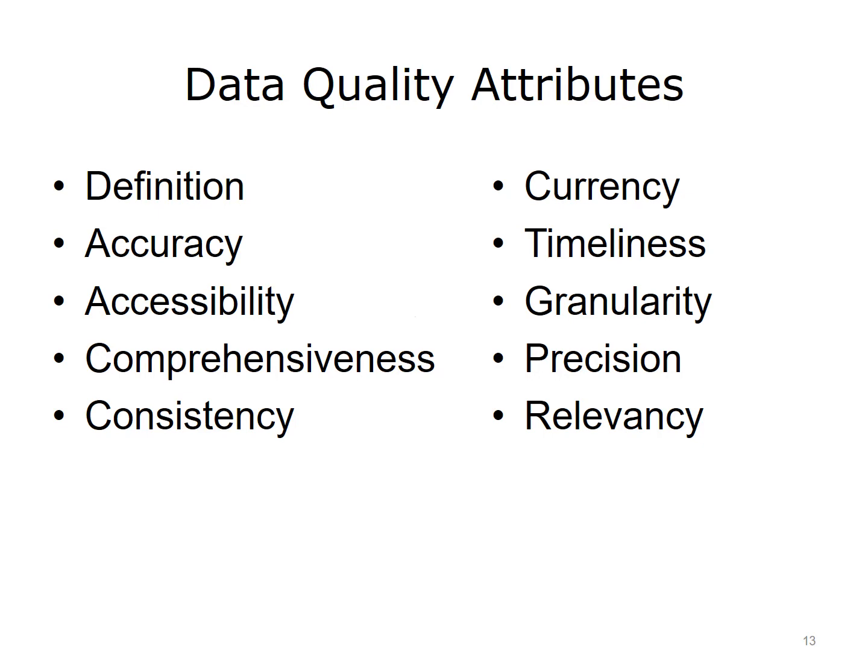A review of the literature yields a number of terms that can be used to describe data quality attributes. The DQM model attributes include definition, accuracy, accessibility, comprehensiveness, consistency, currency, timeliness, granularity, precision, and relevancy. Each of these attributes will be described and an example will be provided, as well as key process issues that HIT professionals should consider for effective health information exchange.